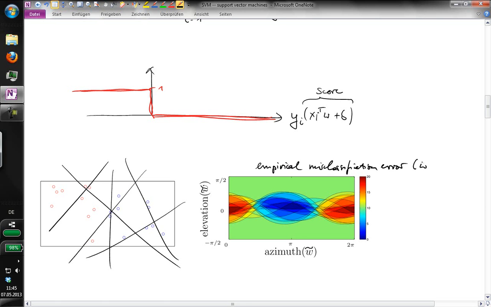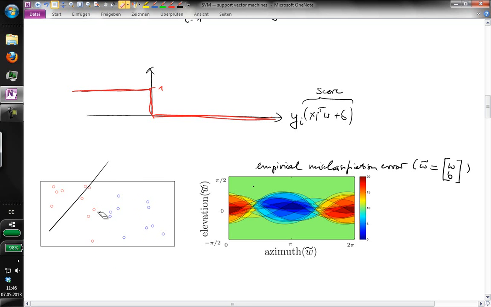As a function of W tilde, which is simply my parameter vector W, so that was the normal vector, and the offset B. So in other words, each decision boundary here on the left-hand side corresponds to one single dot on the right-hand side. And let's look at this in a bit more detail.